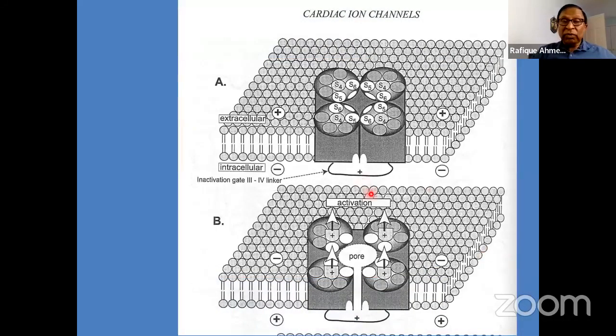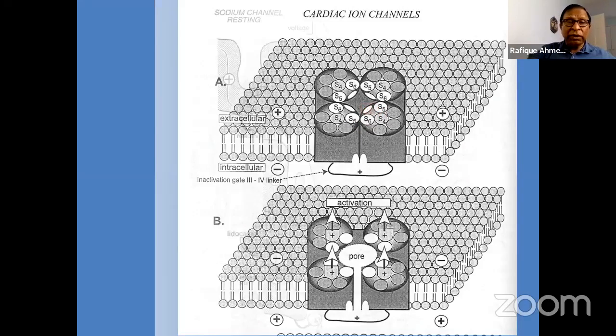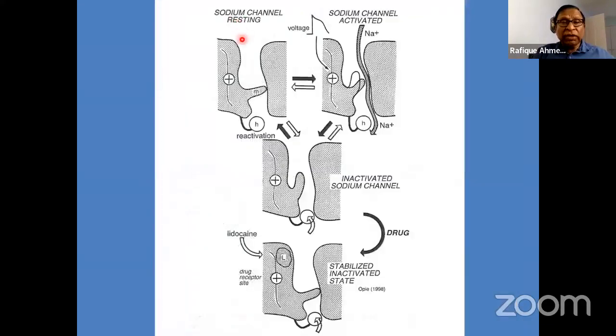How does it happen? This is the cell membrane. If it's a bilipid layer, we all know this, and there are pores in the cell. These are very important structures, so we need to understand them as much as we can. What happens with these pores, like this sodium channel, is that it's closed in resting state, so nothing can pass through it.